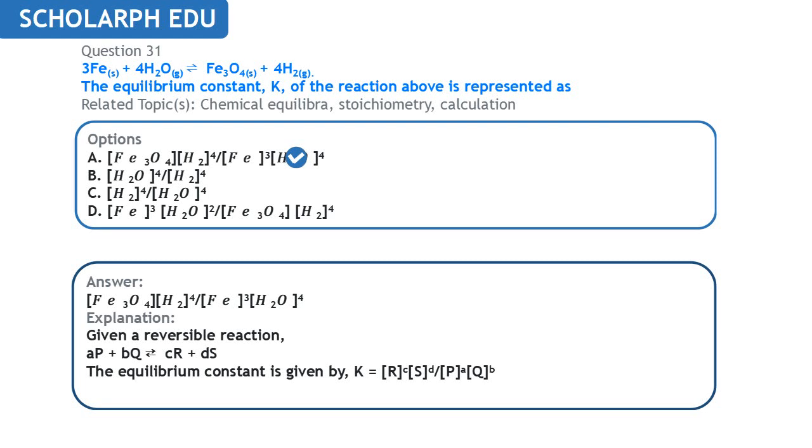So if you relate that to this reaction, we start with the product side. It will be Fe3O4 raised to power 1, which will just be Fe3O4, times H2 raised to power 4, over Fe raised to power 3 times H2O raised to power 4. So that's all we have here.